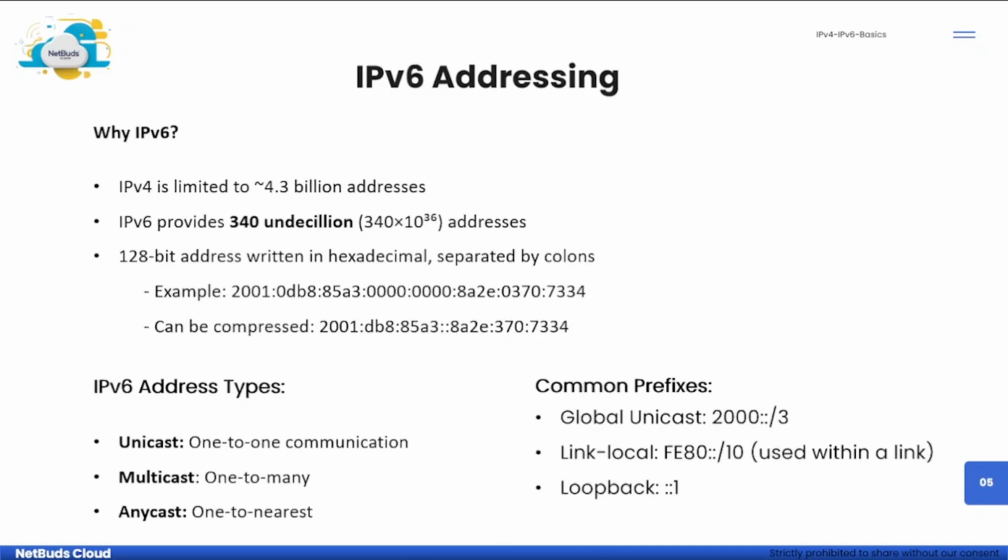Let's talk about IPv6. Why was IPv6 required? Why was IPv6 introduced? In IPv4, we have a limited number of IP addresses, due to which IPv6 was introduced. In IPv6, we have a huge number of IP addresses. It has 128 bits and is written in hexadecimal. It is separated by colons. You can see the examples on the screen. An IPv6 address has three types.